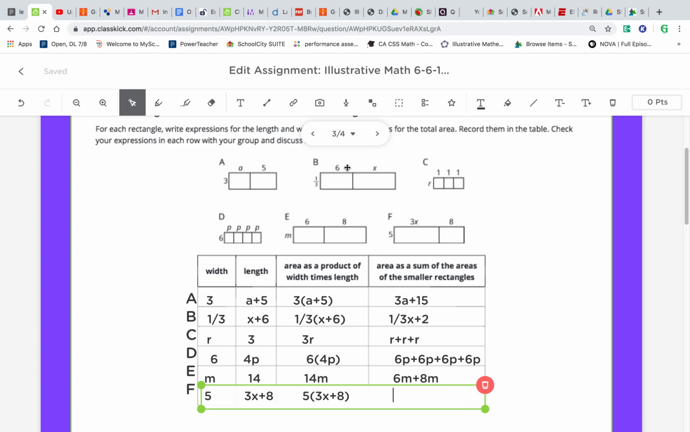All right, and so if we were to break this down into the smaller rectangles, or we could multiply these parts here, it's going to be the same thing. It's going to be 5 times 3x, right? So 5 times 3x, that's 15x. Plus 5 times 8. 5 times 8 is 40. There we have it.